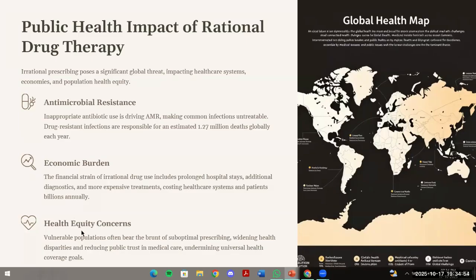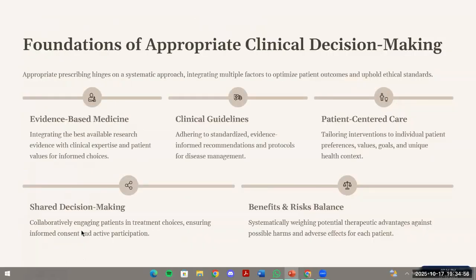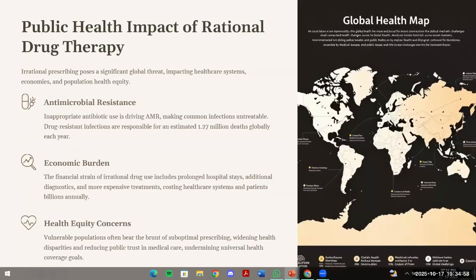And not only this, there is something else happening, which is a health equity concern. The vulnerable populations are often burdened by suboptimal prescribing, widening health disparities and reducing the public's trust in medical care, undermining universal health coverage goals. So this is what is happening nowadays.